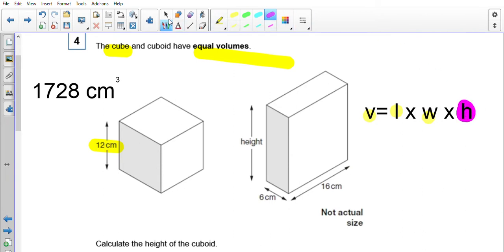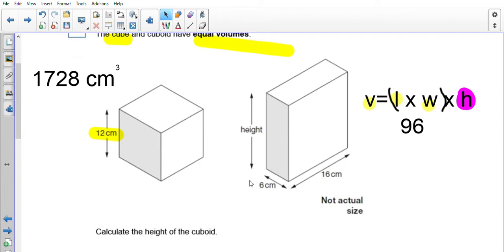Okay, so I'm going to go through the same process as before. I know my length, it is 16, I know my width, it is 6. So I'm going to multiply those together: 16 multiplied by 6 gives me 96. Now I have my volume is 96 multiplied by my height, which means I'm going to need to do the inverse to work this out. I'm going to start with my volume, 1,728.